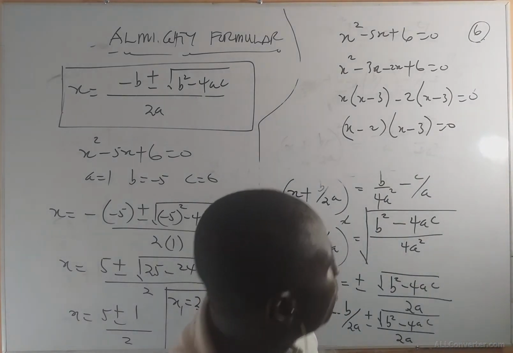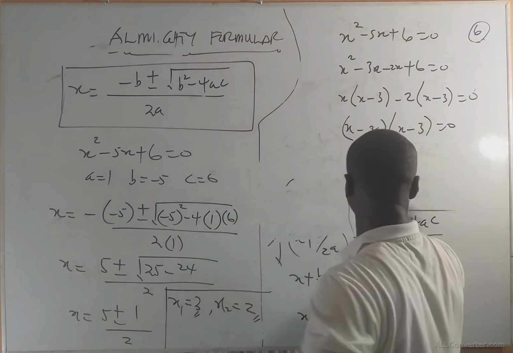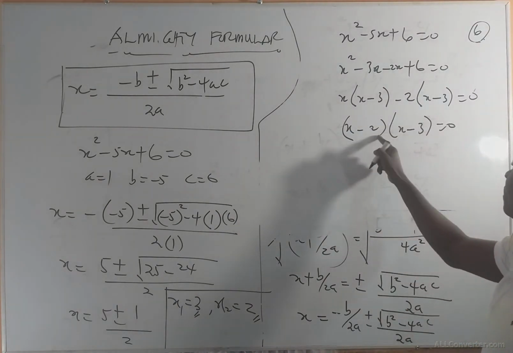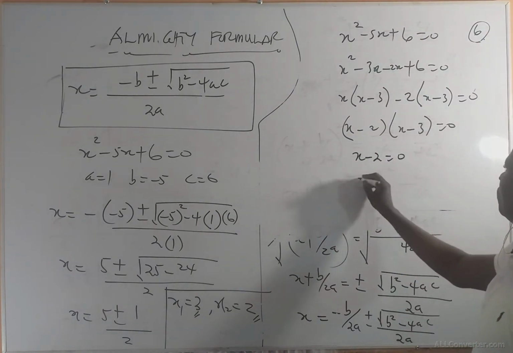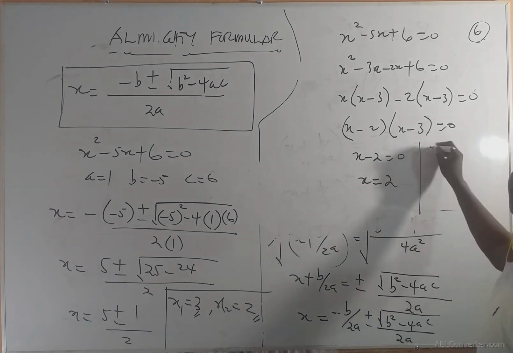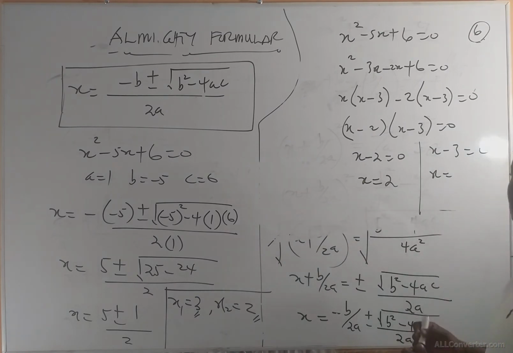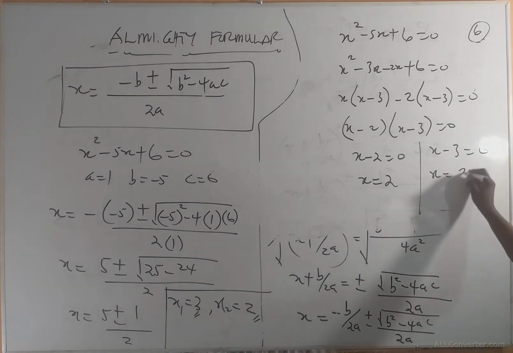If you don't understand this, you refer to my video or presentation on quadratic equations so that you can get it better. Now we have x minus 2 is equal to 0. That means x is equal to 2. If you have x minus 3 is equal to 0, solving for x, you take the minus 3 to the right hand side, and the minus 3 becomes plus 3 on the right hand side. So we have x equals 3.